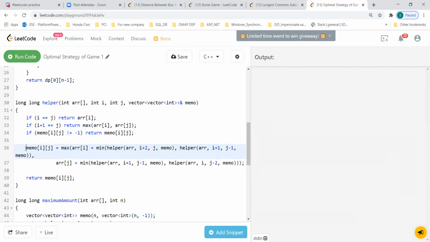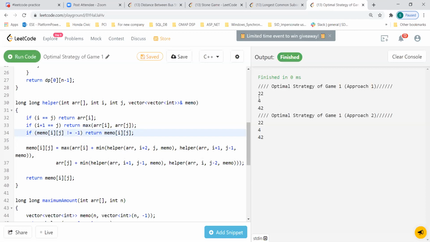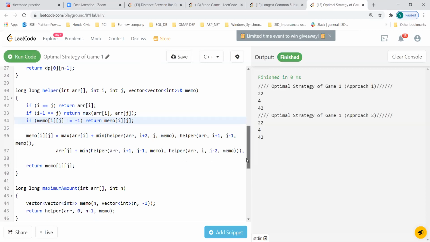What are you storing in memo? This was slightly different, so it is actually storing the number of stones that this player is going to win at the end. So if I return, it's just going to return these values. These are my test cases.